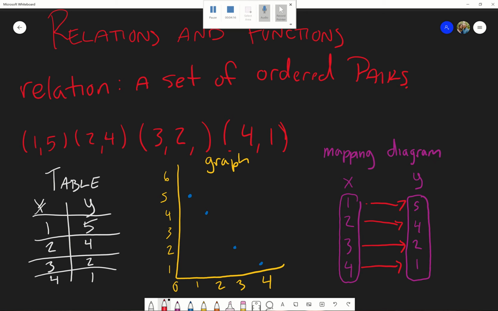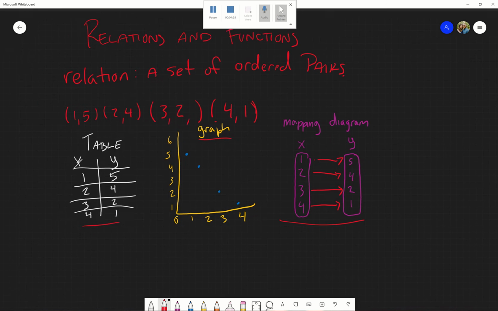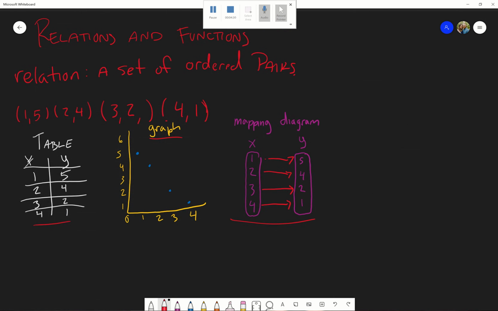All right, a relation is a set of ordered pairs, and they're shown as tables, graphs, and mapping diagrams. Now, within a relation, there is what is called the domain and range. The domain and range.